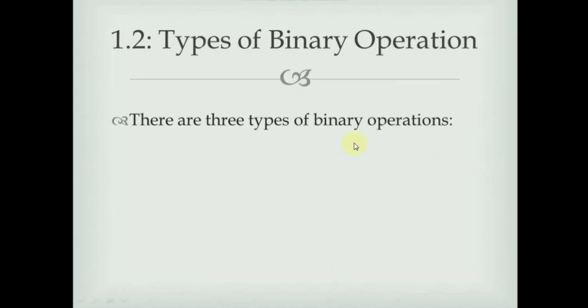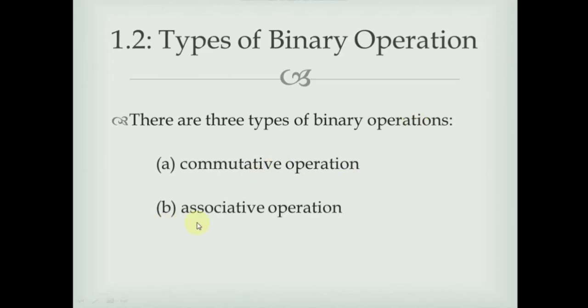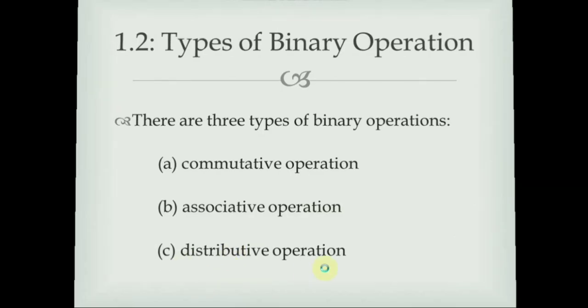Now we will see the types of binary operation. There are three types of binary operations: commutative operation, associative operation, and distributive operation. Now we will discuss these types one by one. Commutative operation.